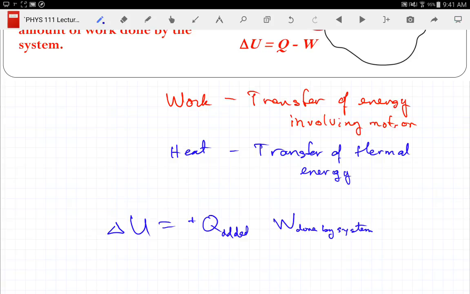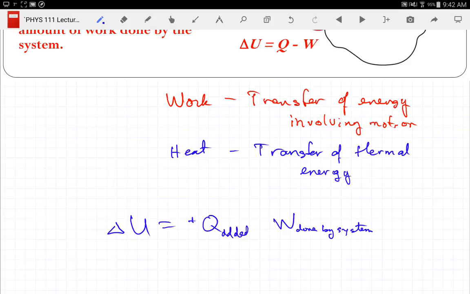So that is, the system did work on something. If I come over and push on Tyler's book, I did work on it. Did energy go into me when I did the work, or did energy go out? It went out. So going back to the bank account, if money goes out of your bank account, what happens to the balance? It decreases.